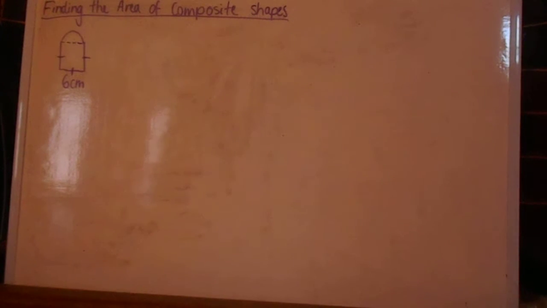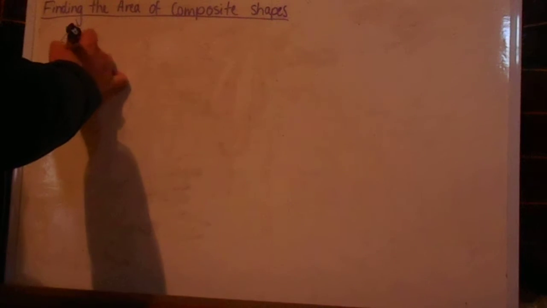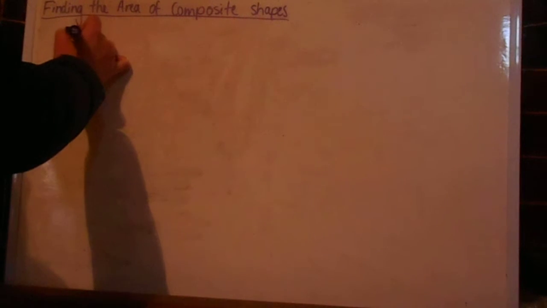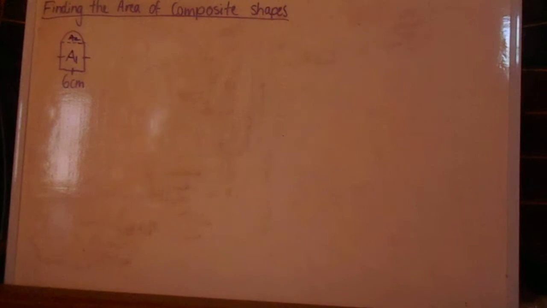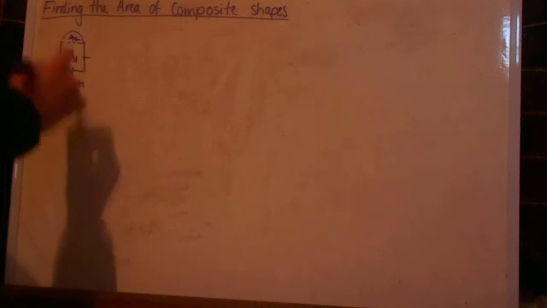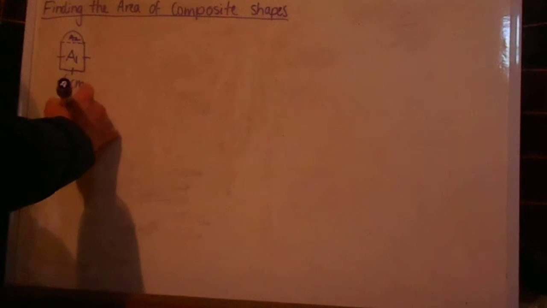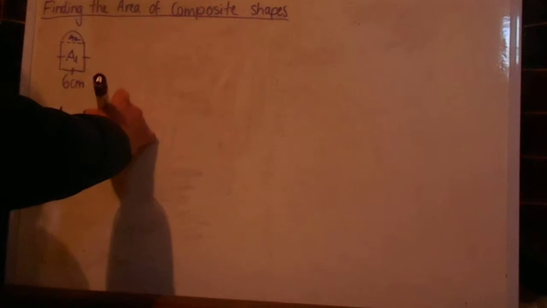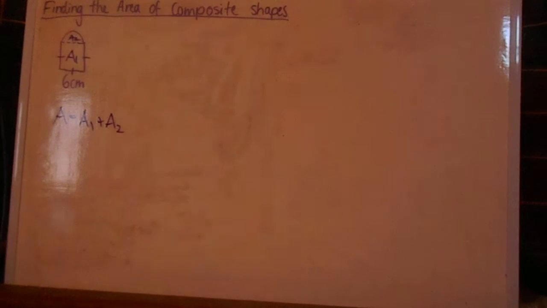So the first thing we do is we're going to call the area of the square, let's call that area 1. And the area of the semicircle, let's call that area 2. Now let's say that the total area of the entire shape, so let's call that A, is going to equal A1, so the area of the square, plus A2, which is the area again of the semicircle above. So let's start with the area of the square.